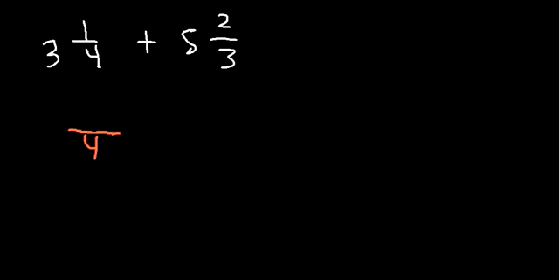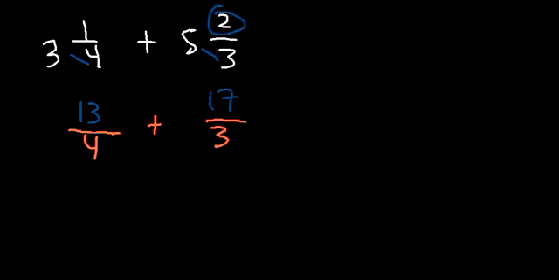So let's say if you wish to add two mixed fractions. Let's say if you want to add 3 and 1/4 plus 5 and 2/3. How can you do it? Well, the first technique that you can use is just you can convert it into an improper fraction. So the denominators will stay the same. Here we have 3 times 4 plus 1. 3 times 4 is 12 plus 1, that's 13. 5 times 3 is 15 plus 2, that's 17.